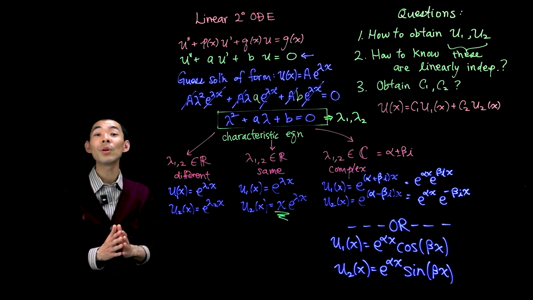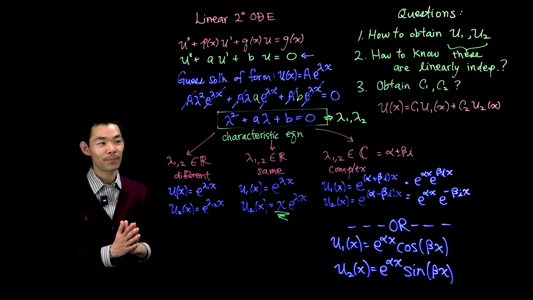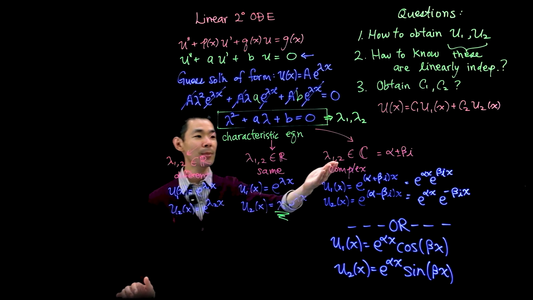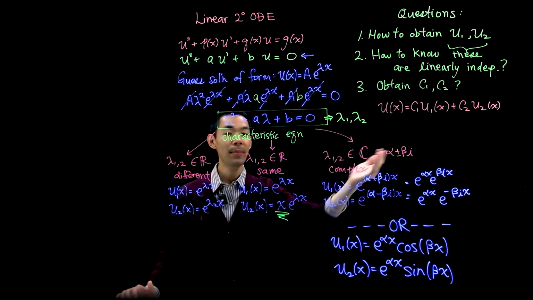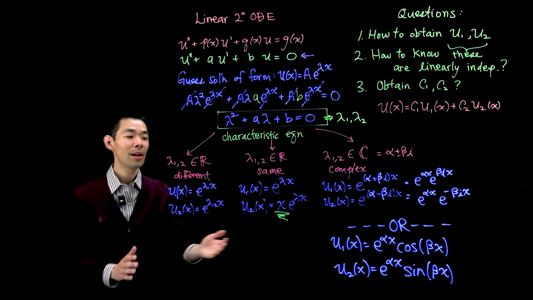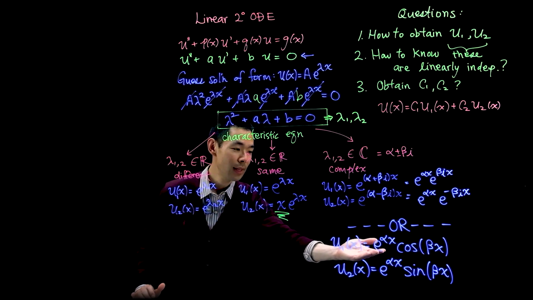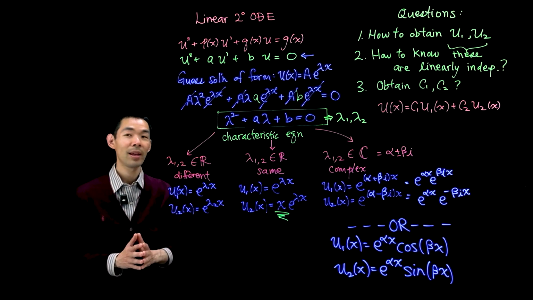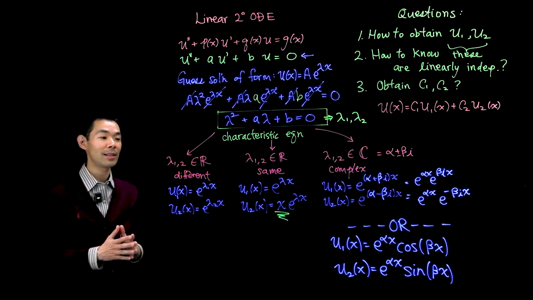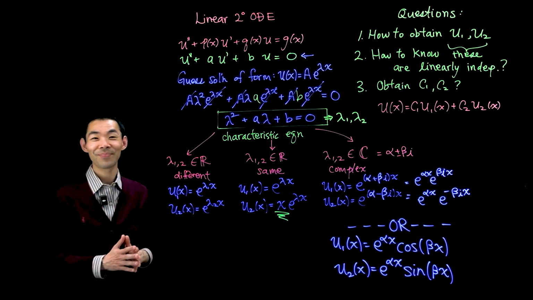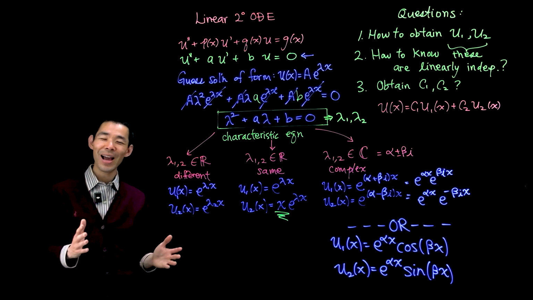So we have 2 complex roots, lambda 1 and lambda 2. Then your roots can be expressed as alpha plus or minus beta i, and your 2 solutions that you should write down are u1 is e to the alpha x cosine beta x, and u2, the other solution, is e to the alpha x sine beta x. So there you have it.